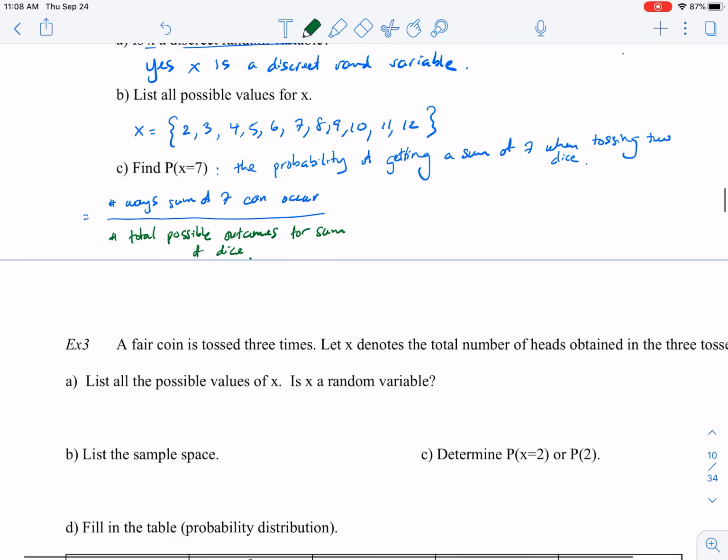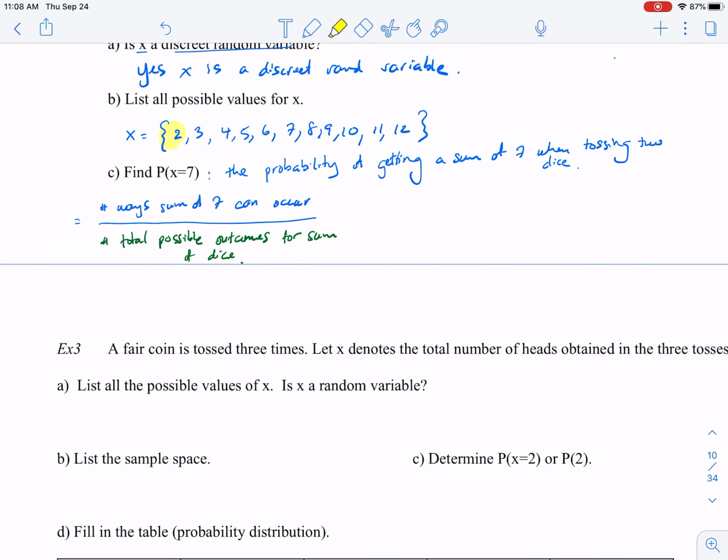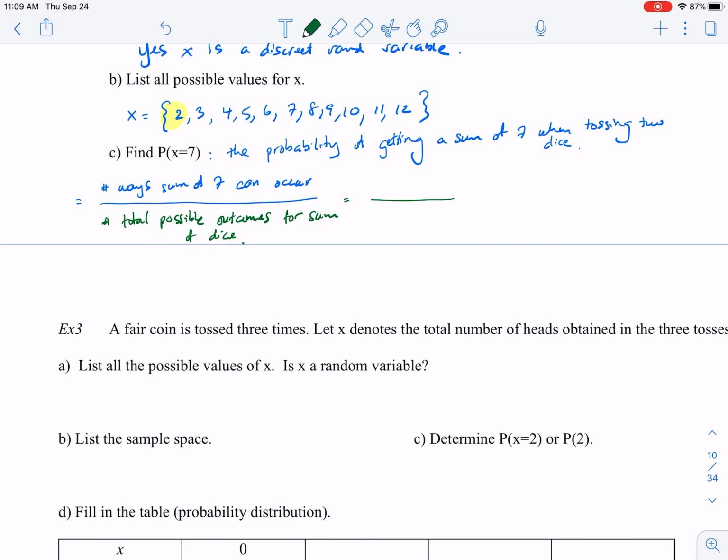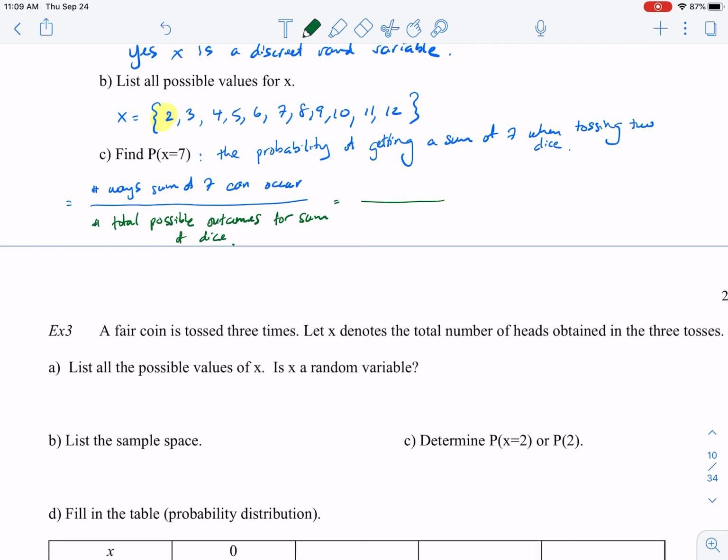Let's say for a sum of 2, there's only one way. You can get 1 and 1. For a sum of 3, you can get 2 ways, because 2 and 1, and then 1 and 2 for the other dice, assuming that these dice are distinguishable. So to get a sum of 7, we can have 1 and 6, 6 and 1, so the same dice can land 1 or 6, so that's 2. Then we do 2 and 5, 5 and 2, 3 and 4, 4 and 3. So it looks like there are 6 different ways you can get a sum of 7.